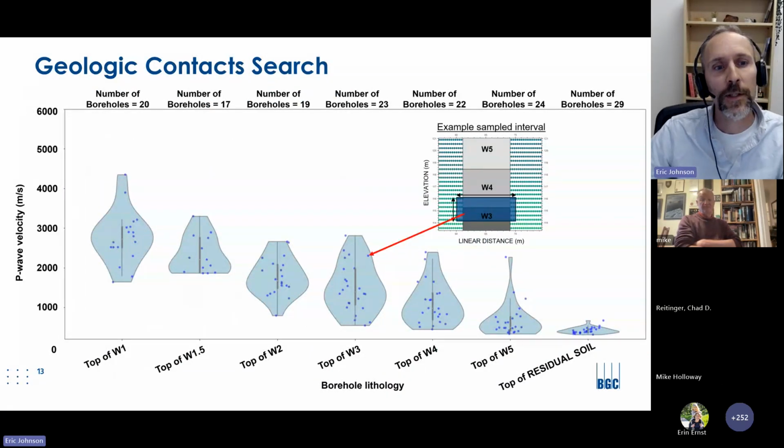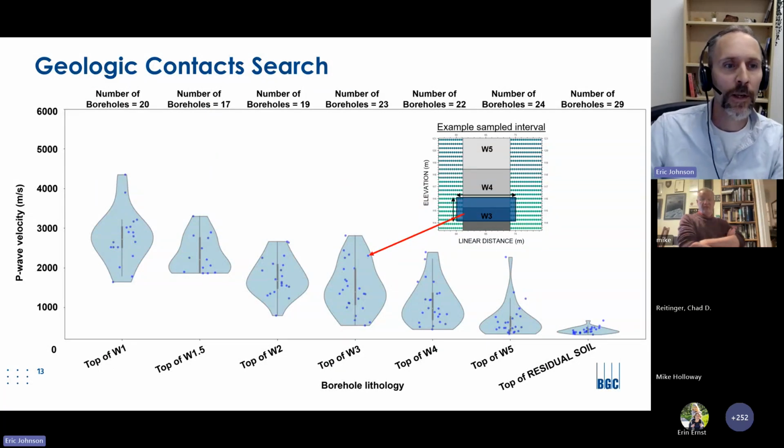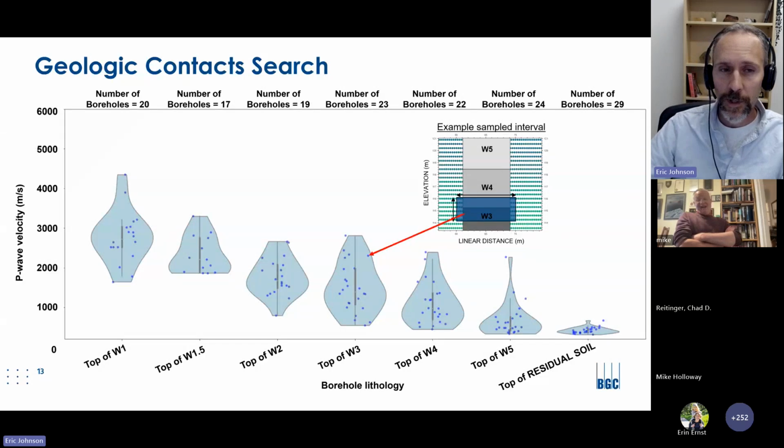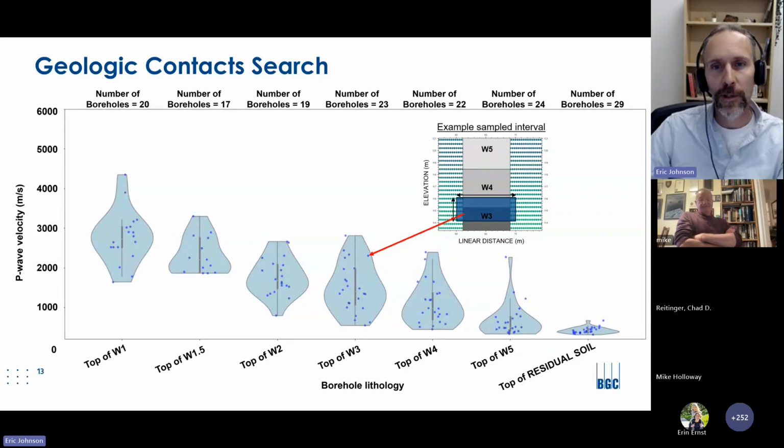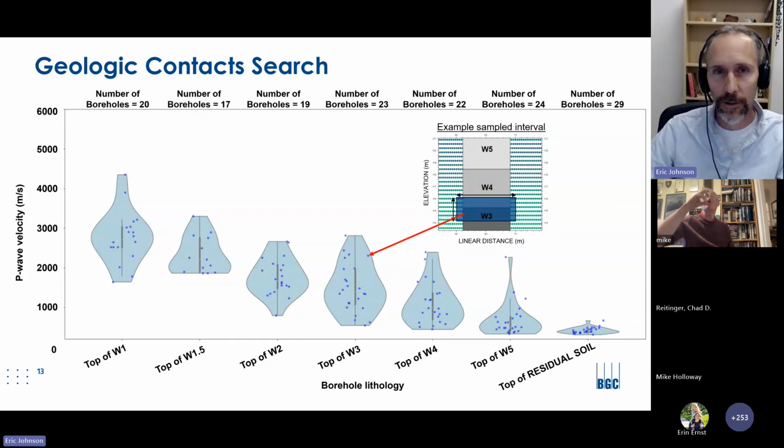You can see now that we have a general reduction in p-wave velocities as we are no longer getting some of those deeper, faster velocities. This information can help interpret an entire cross-section by identifying where the most likely location is to find the top of each weathering grade. The peaks of each curve, i.e. where the bulge is the widest, represents the most likely velocity for that contact.